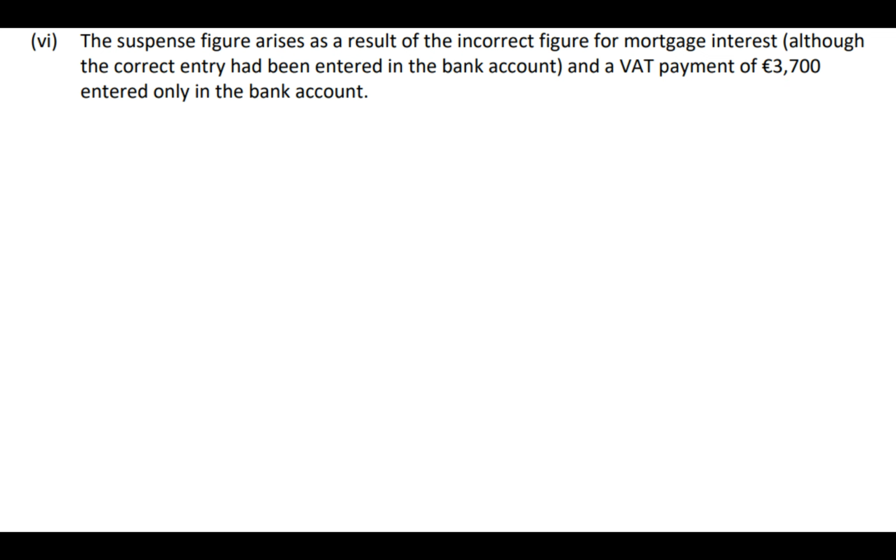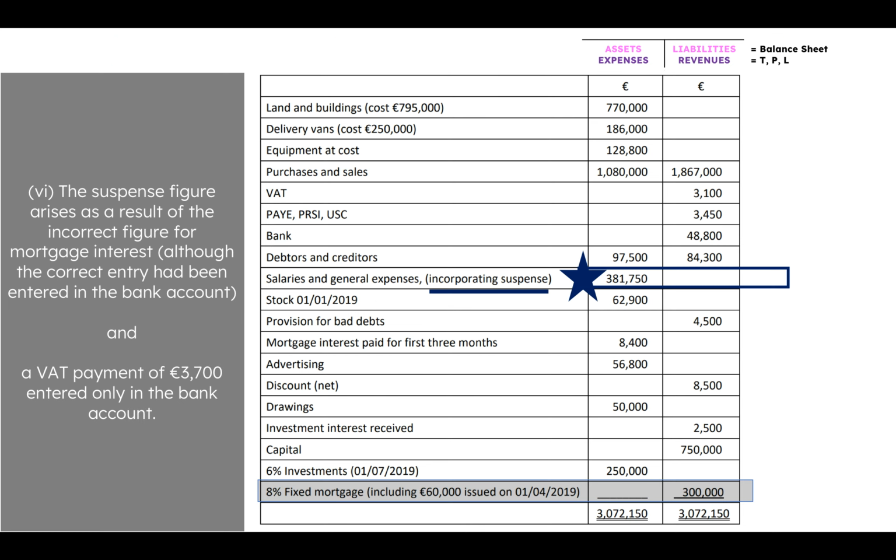Note 6 then. The suspense figure arises as a result of the incorrect figure for mortgage interest, although the correct entry had been entered in the bank account, and a VAT payment of 3,700 entered only in the bank account. So what do we do here? The suspense figure arises as a result of the incorrect figure for mortgage interest, although the correct entry had been made in the bank account.